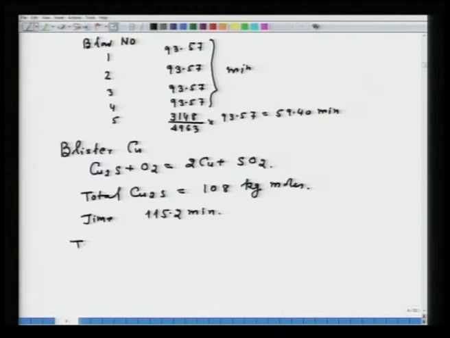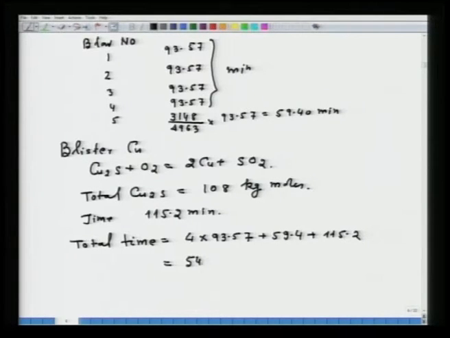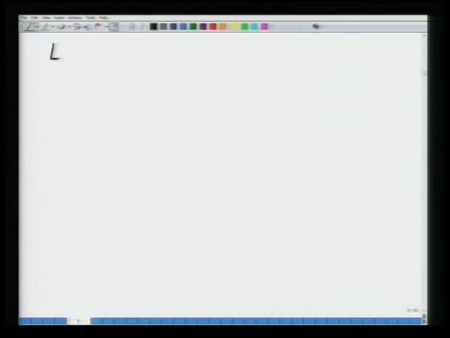So, total time would be 4 into 93.57 plus 59.4 plus 115.2. So, the total time required will be 548.5 minutes. So, that is the answer for this question. Let us now take problem number 4, which is about the magnetite coating and so on.